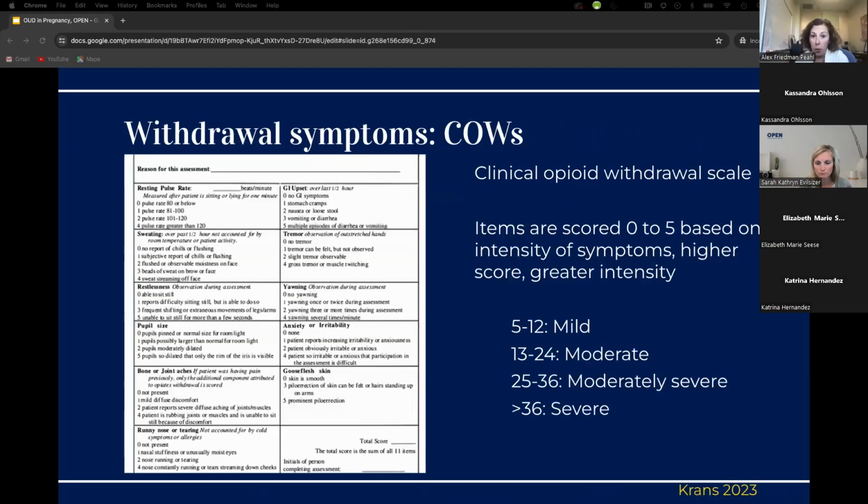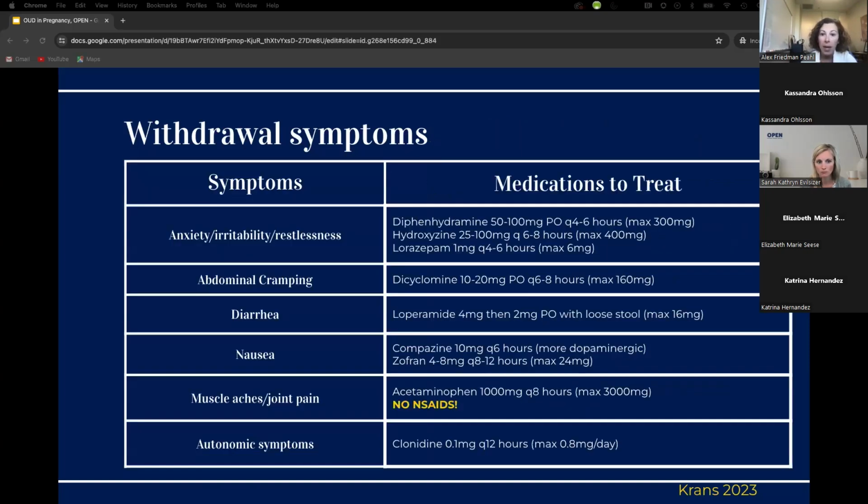If initiating buprenorphine, the process is very similar to non-pregnant individuals. Patients should be in moderate withdrawal before initiating, ideally with a COWS score of greater than 12. Medications can be used to manage withdrawal symptoms, and these are all comparable to what's used outside of pregnancy, with the exception of NSAIDs for muscle aches and joint pain, which should be avoided in the first and third trimester, particularly after 32 weeks, to avoid closure of the ductus arteriosus, and considered really only if other agents are ineffective for short courses in the second trimester.